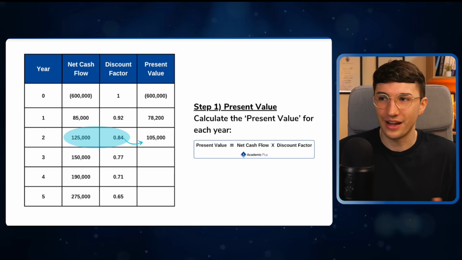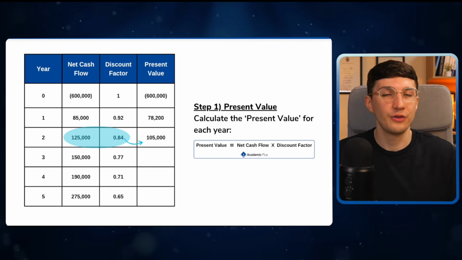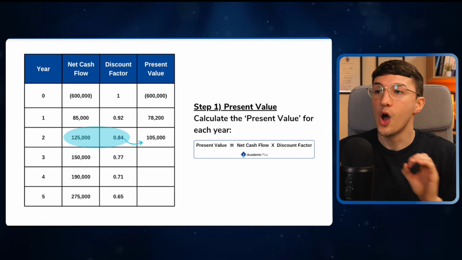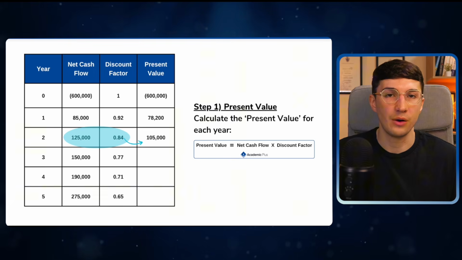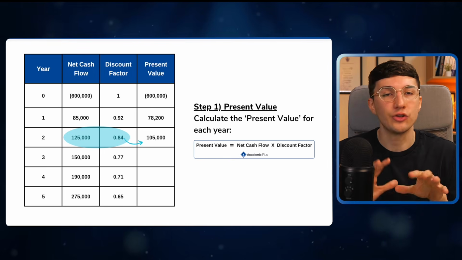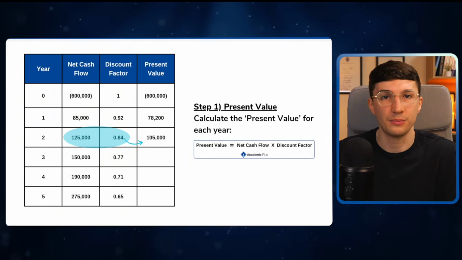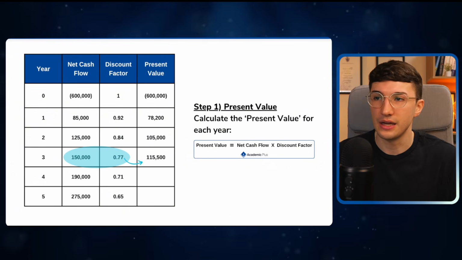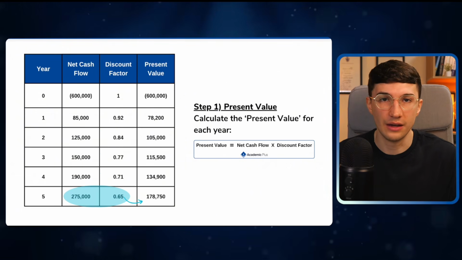So once again, what that tells me is that that net cash flow that we're recording in 2 years' time of £125,000 in today's world is only worth £105,000. Then we do the same thing for year 3, year 4 and year 5.